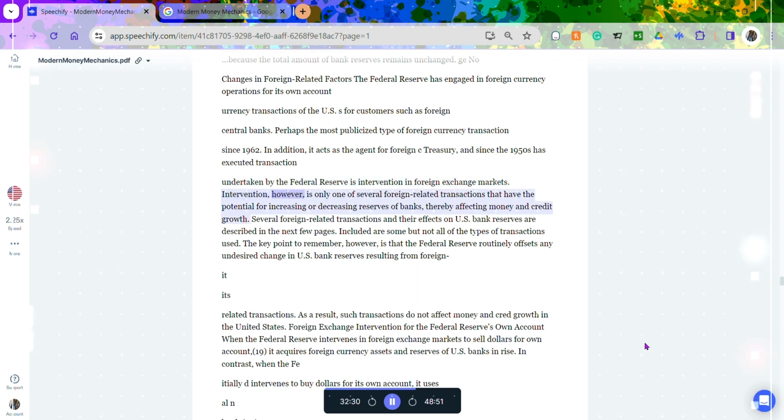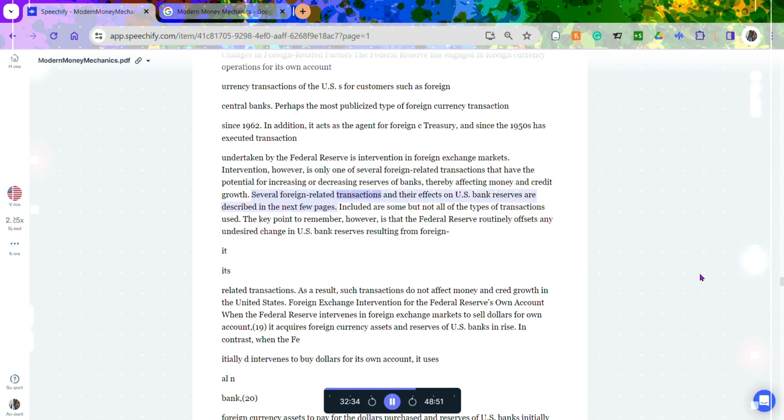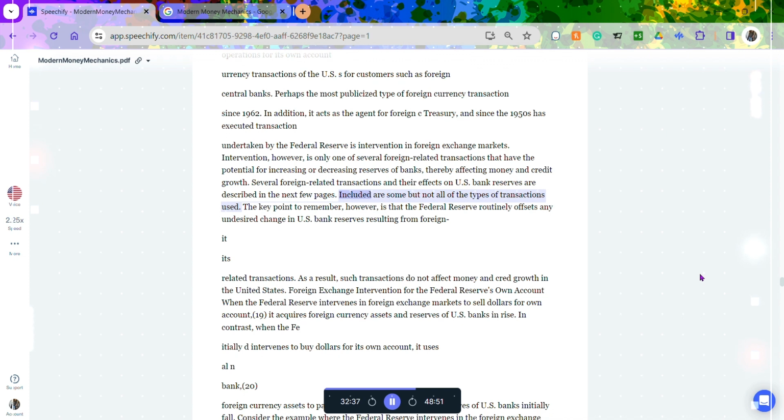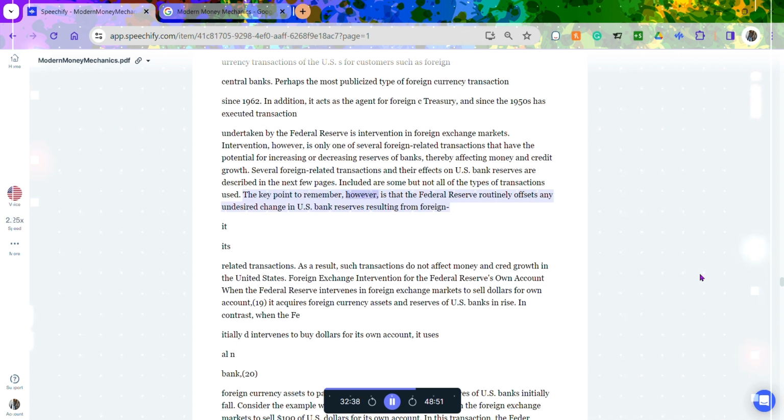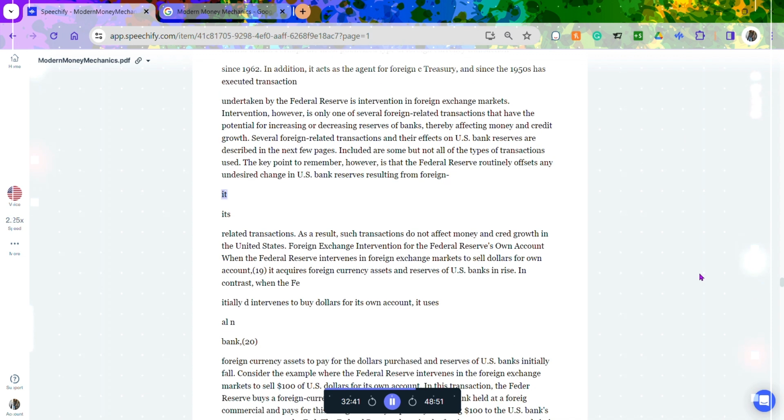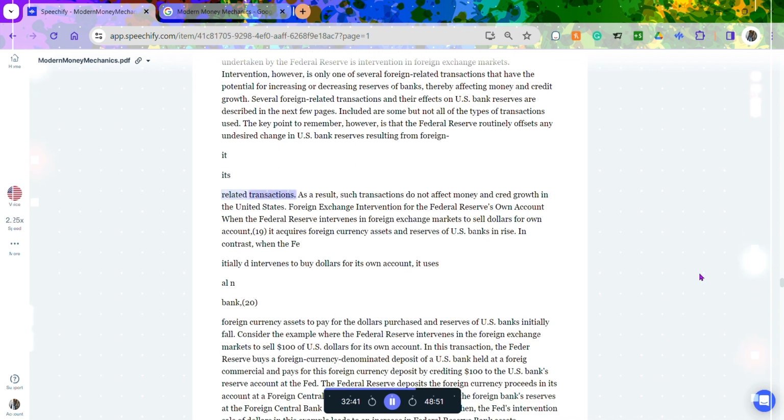Intervention, however, is only one of several foreign-related transactions that have the potential for increasing or decreasing reserves of banks, thereby affecting money and credit growth. Several foreign-related transactions and their effects on U.S. bank reserves are described in the next few pages. Included are some but not all of the types of transactions used. The key point to remember, however, is that the Federal Reserve routinely offsets any undesired change in U.S. bank reserves resulting from foreign-related transactions. As a result, such transactions do not affect money and credit growth in the United States.